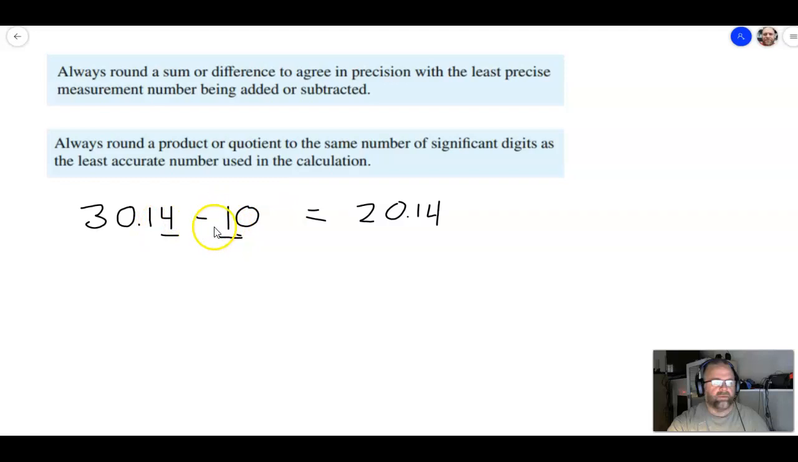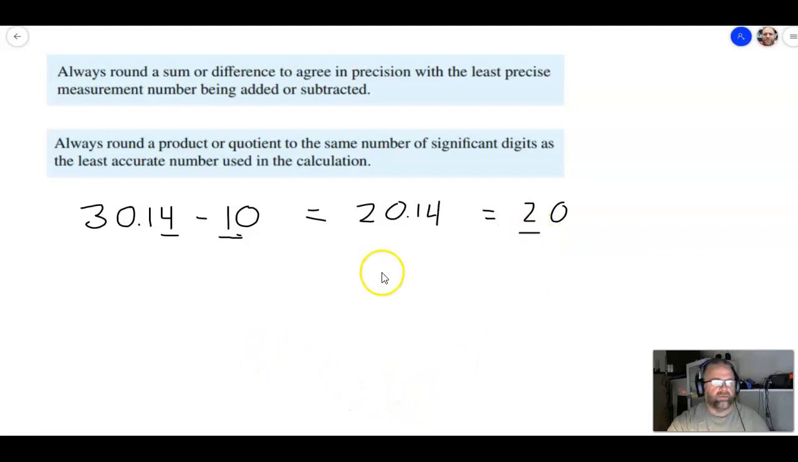I'm sorry, this is to the tens place. Did I say ones place? This is to the tens place. The 0 would be in the ones place, but the rightmost significant digit is in the tens place. So that means we are going to round this number here to the tens place. So this would be equal to 20, right? Because we're rounding to this place right there.